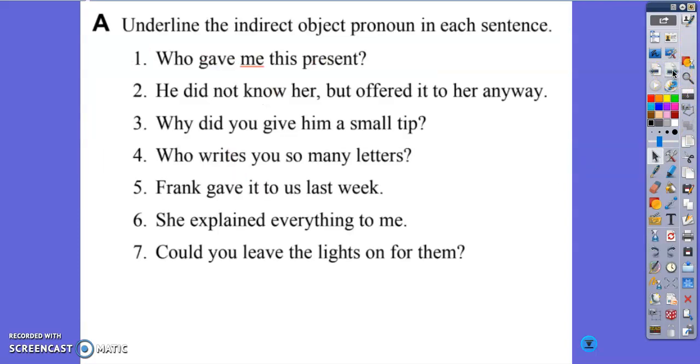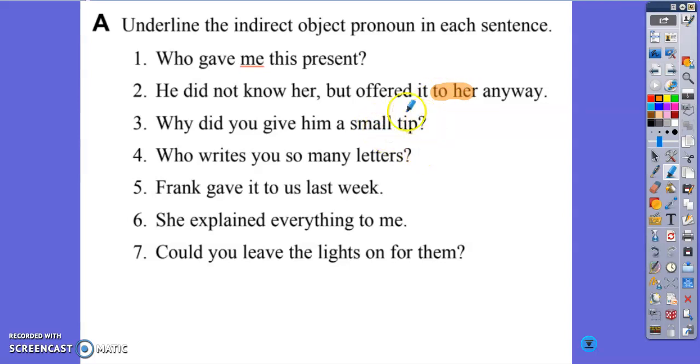Okay? So let's underline the indirect object pronouns in each of these sentences. Who gave me this present? So the present was given to who? To me. So pause here and try numbers 2 through 7. He did not know her, but offered it to her anyways. So he offered it to who? To her.